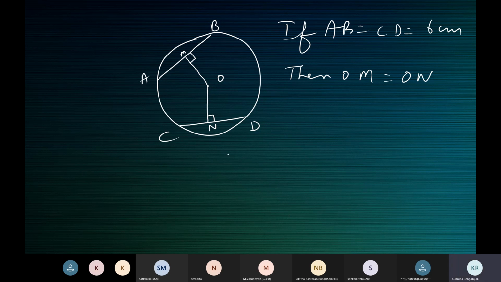If the two chords are equal, then their distances from the center are also equal. Equal chords of a circle are equidistant from the center. So if OM is 3 centimeters, then ON is also 3 centimeters. If AB is equal to CD, then the distance of AB from the center is equal to the distance of CD from the center. Why? Because AB is equal to CD.